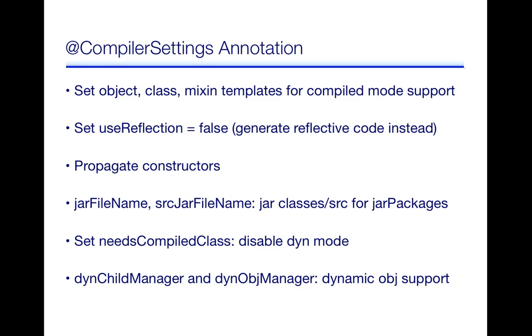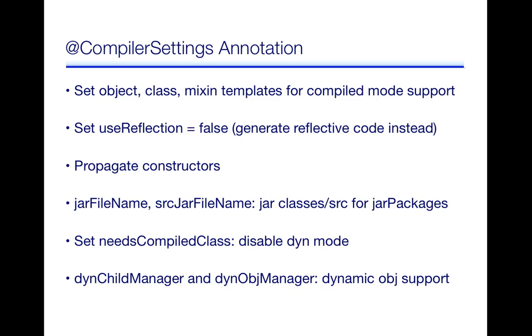The compiler settings annotation is one of the primary configuration points for setting LayerCake features. You use it to set object, new component, and scope templates. Use it to turn off use of runtime reflection for that type or any subtypes. Instead, code that gets and sets properties or invokes methods is generated so that data binding can access those properties at runtime.